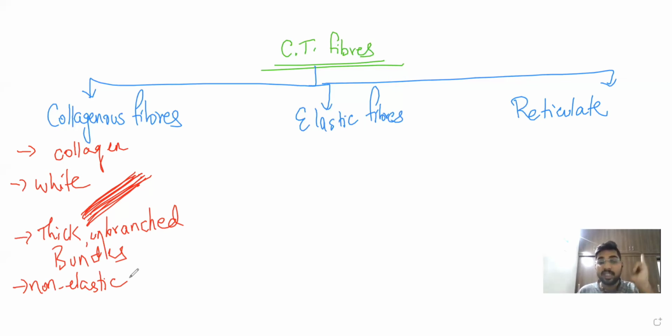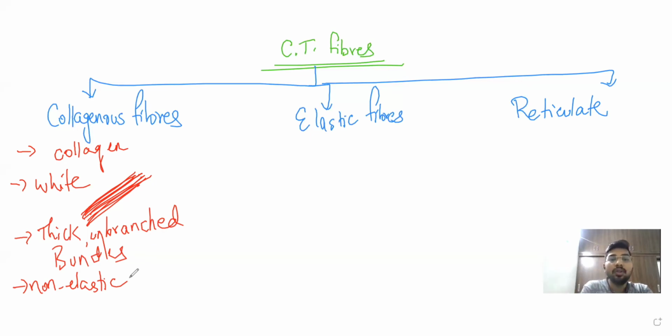So what are the properties of the collagenous fibers? They are made up of a protein called collagen. They are white in color. They occur in bundles, and they are thick, long, and unbranched. They are non-elastic, they do not tear easily, and they are found in many places. That is about your collagenous fiber.